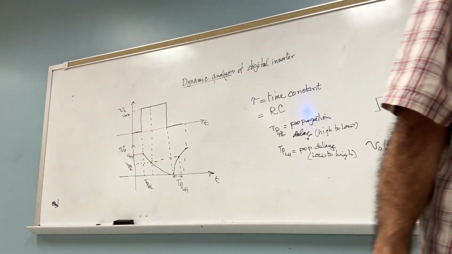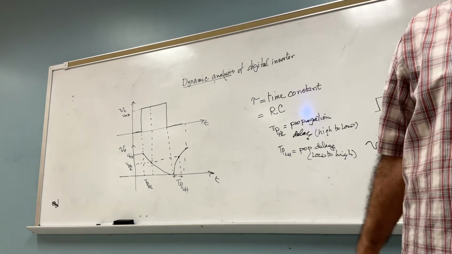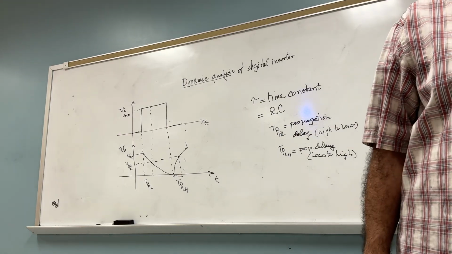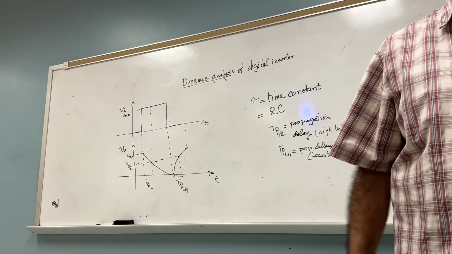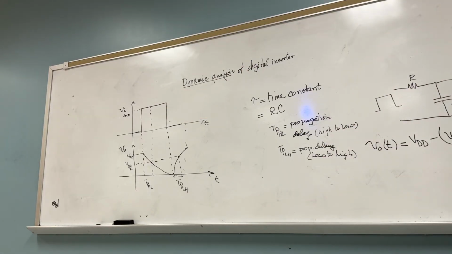Clear so far? Clear. Question. Do they have to be equal? No, they don't have to be equal. By the way, if the transistors are symmetric, they will be equal. But if the transistors are not symmetric, they will not be equal.